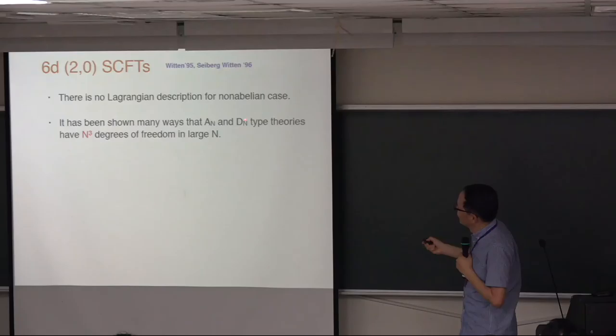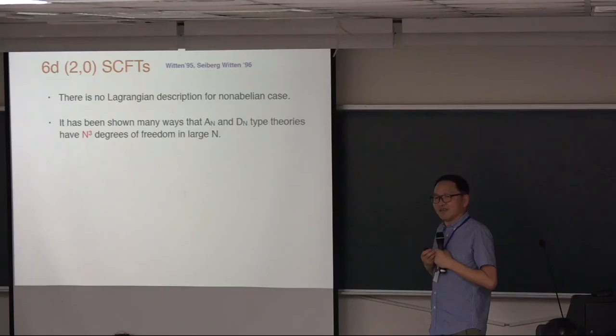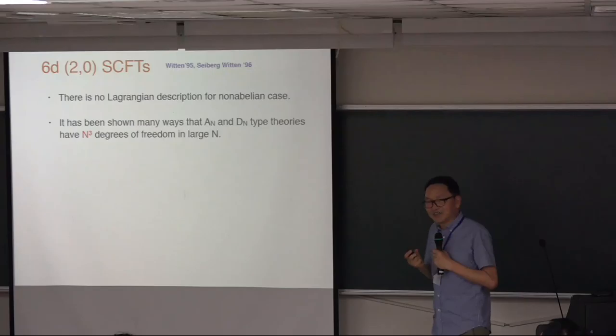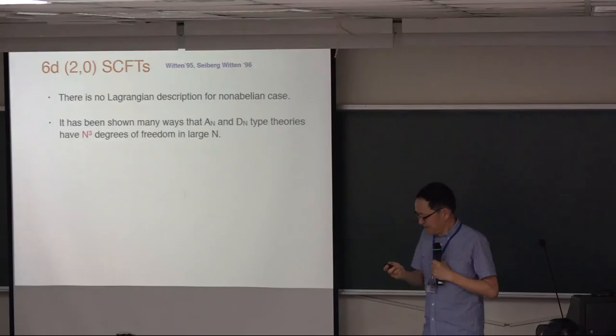Another point is that from various studies of this theory, the A_n type theories have N cubed degrees of freedom, which is much bigger than, say, an ordinary representation of a gauge group. So it has a lot more degrees of freedom. These two aspects are a great challenge for (2,0) superconformal field theories. So this theory is hard to write down, but still one wants to calculate something concrete.